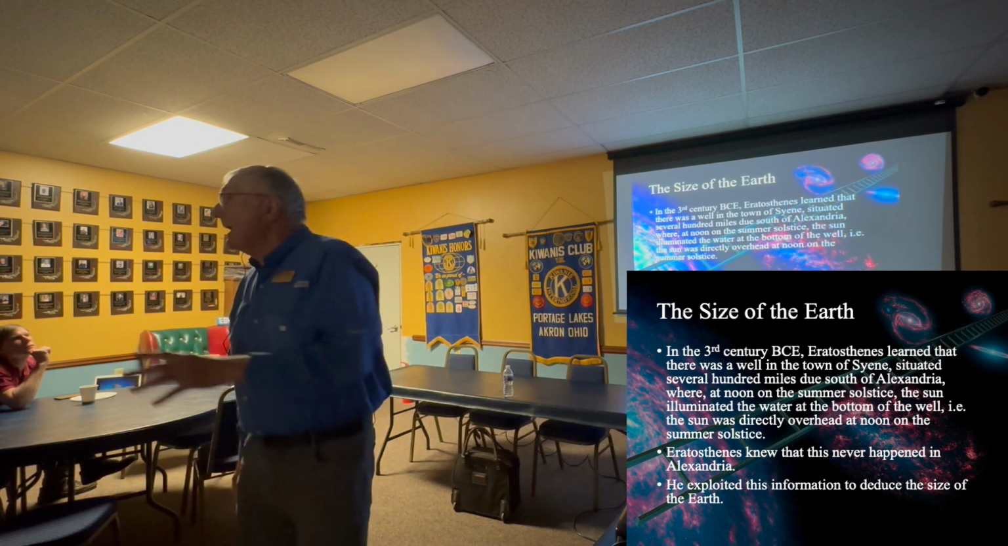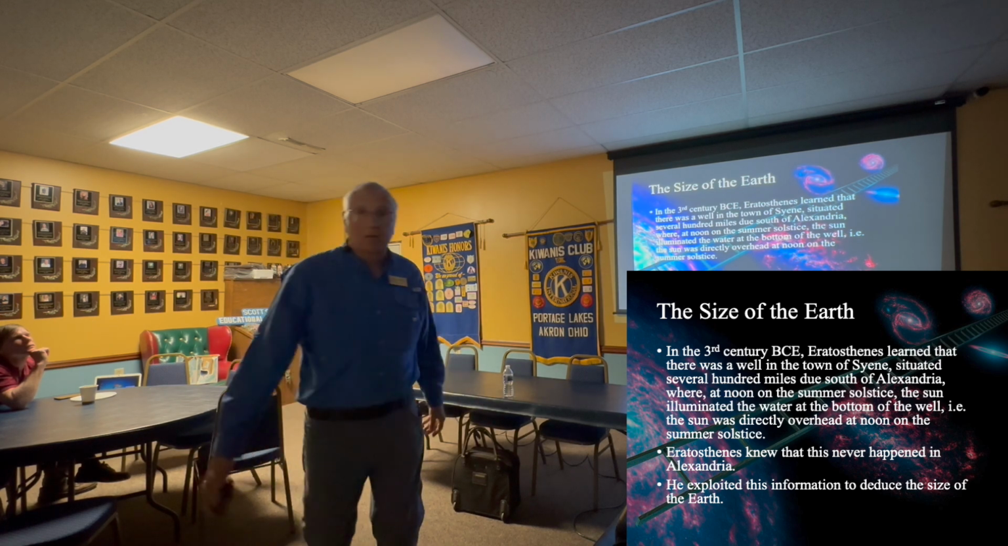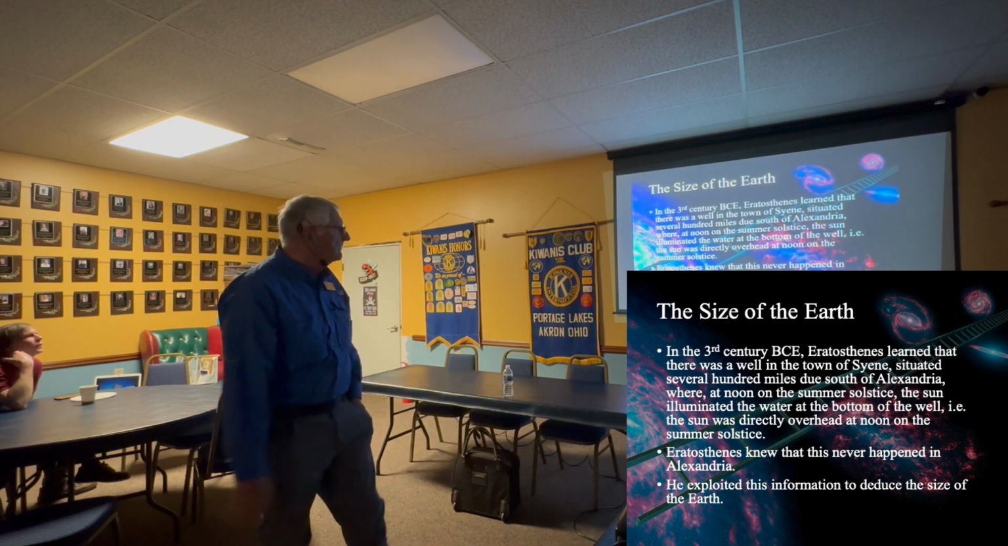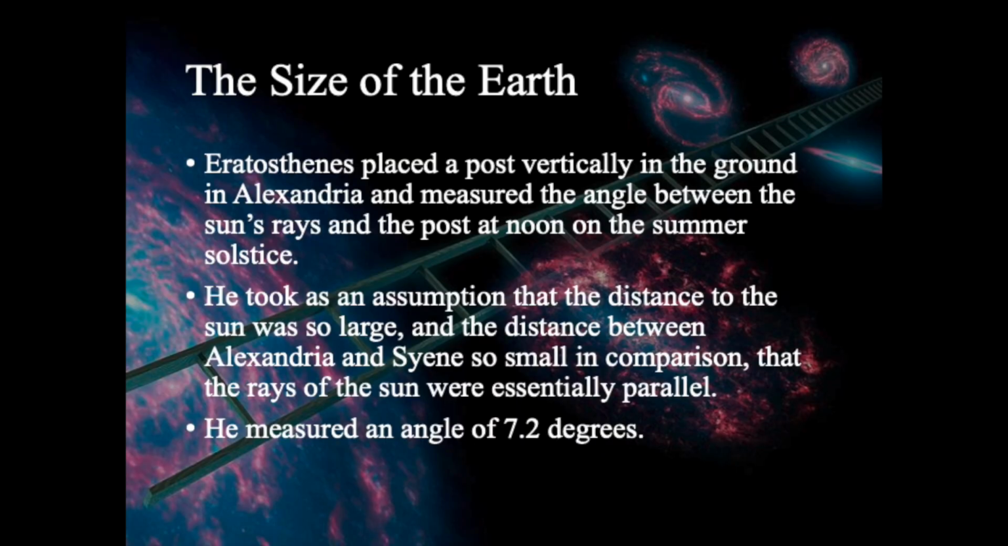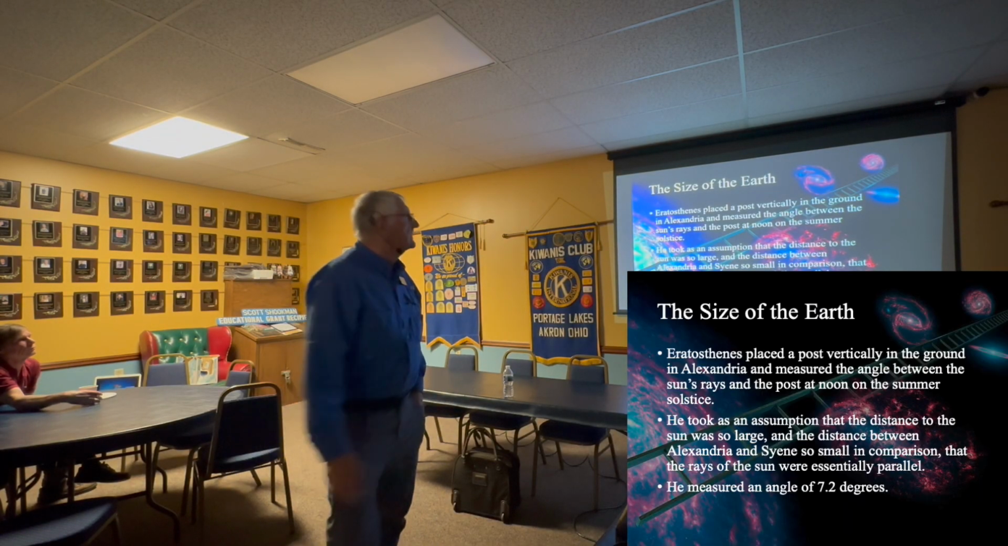And he knew that never happened in Alexandria, so he figured he could exploit that information to figure out how big the Earth was. So, he placed a post vertically in the ground, and at noon of the summer solstice, he measured the angle of the shadow.